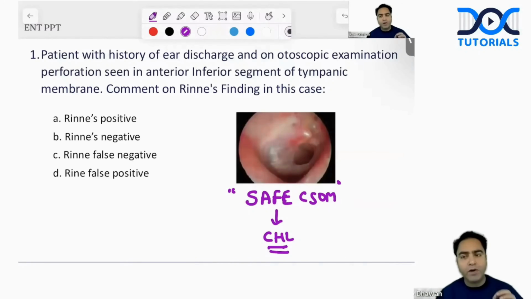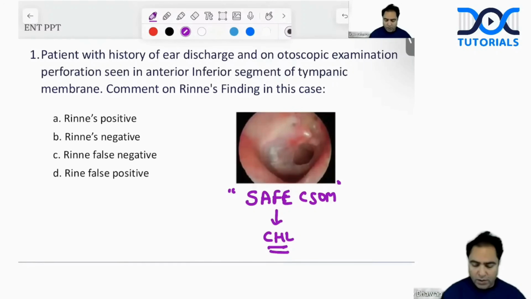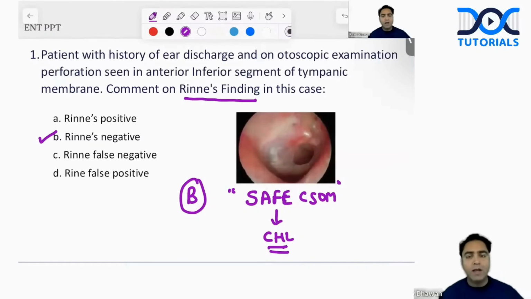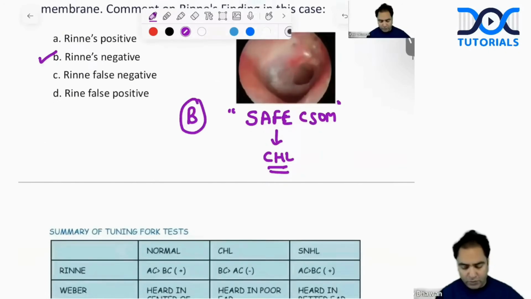And if you remember, in conductive hearing loss, the tuning fork test finding will be, Rinne is negative in conductive hearing loss. So he's asking to comment on the Rinne's finding in this patient. The answer is Rinne will be negative. Answer is B. I hope all of you could understand that. Let's have a quick revision of the tuning fork test.